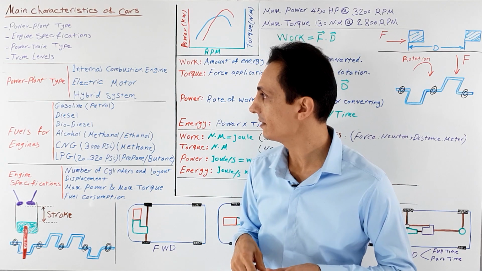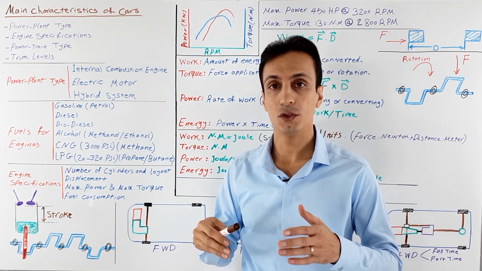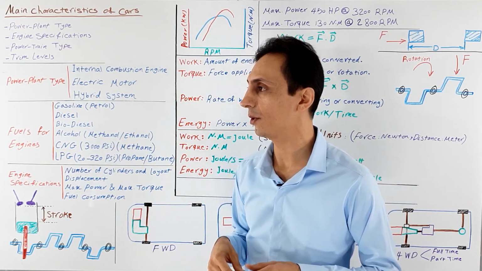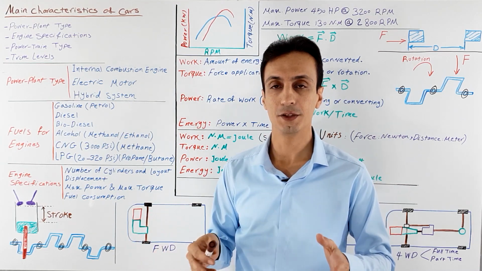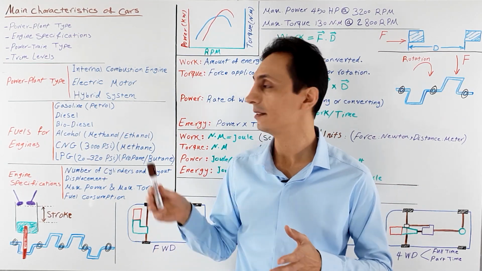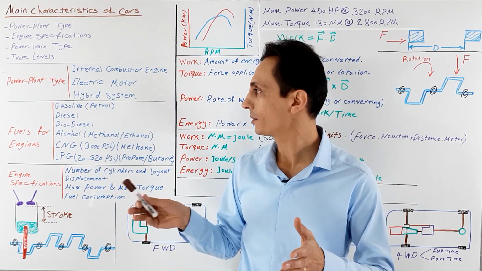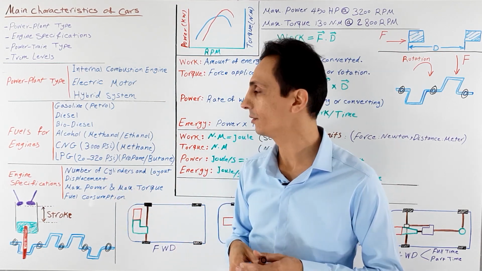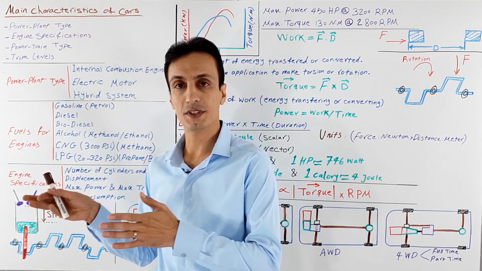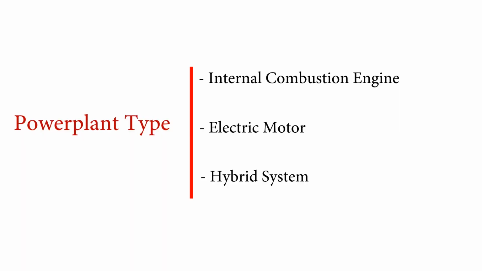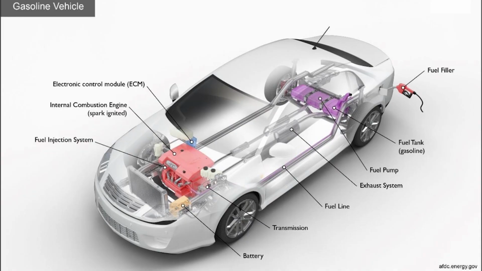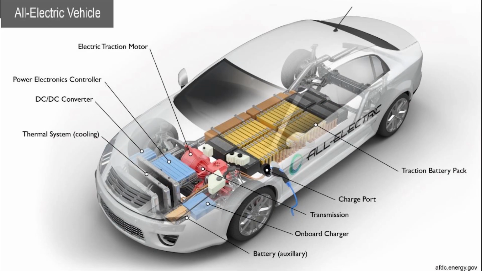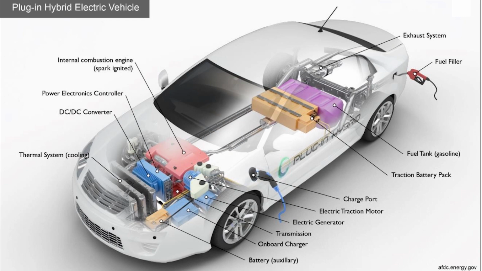Here, powerplant means the source that produces the power to make the car move. If you go to the market to buy a car, you have a few options regarding this powerplant type, but these options may vary in each state. According to today's and the future US market, we have these options in 3 types: internal combustion engine, electric motor, and hybrid system. Each type has its own variety, but today we are going to talk about the internal combustion engine, and the electric motor and hybrid system will be discussed in the future.